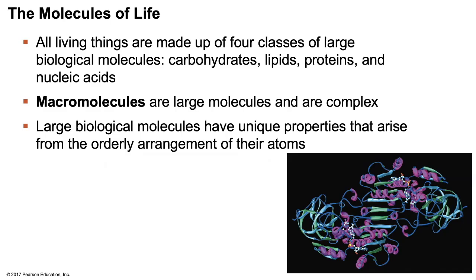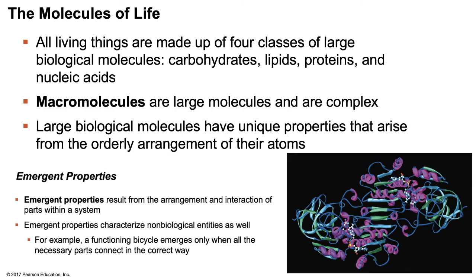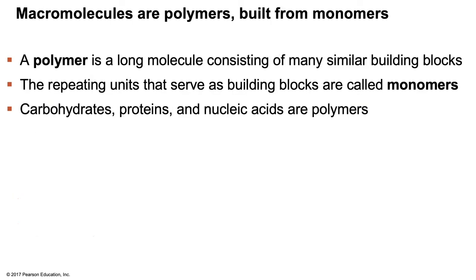We learned in the first chapter of emergent properties, which are properties that manifest themselves as the result of various system components working together. Each of the large biological molecules that we're about to learn about have unique emergent properties that arise from the arrangement of their atoms. To understand macromolecules, we have to understand what they're made of.